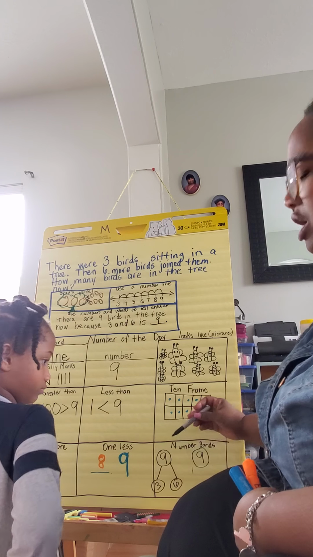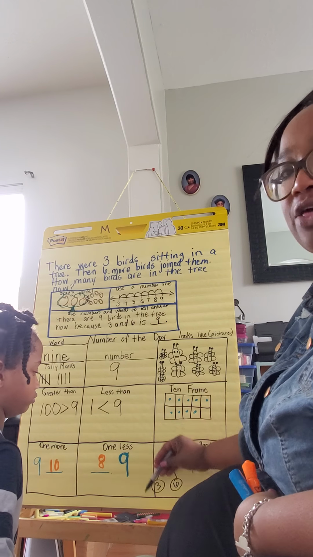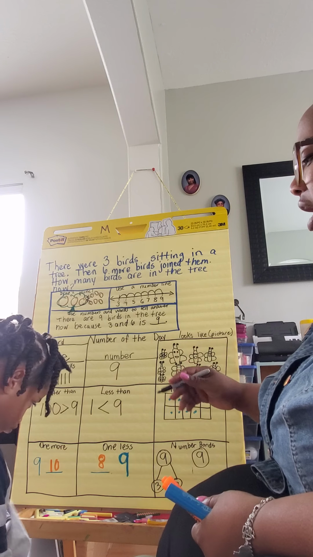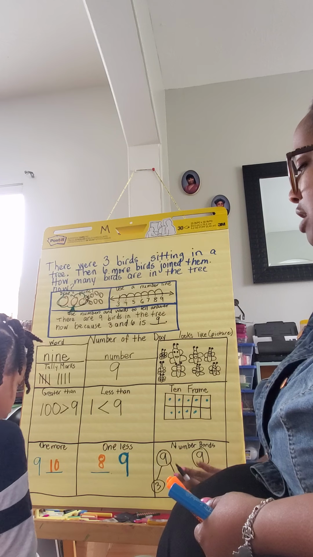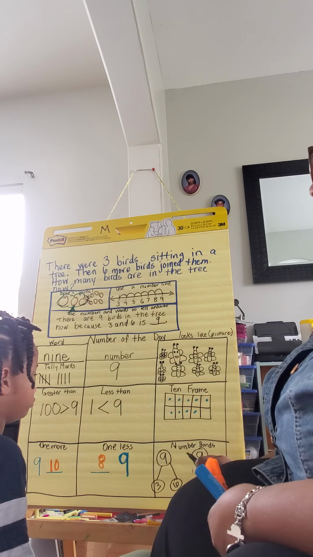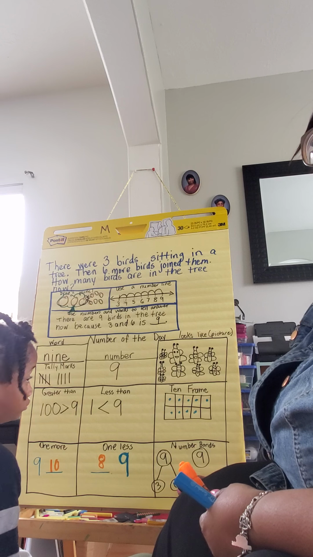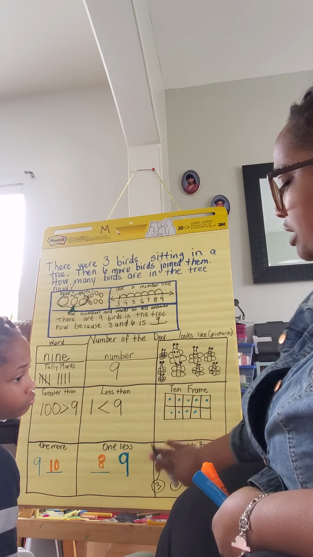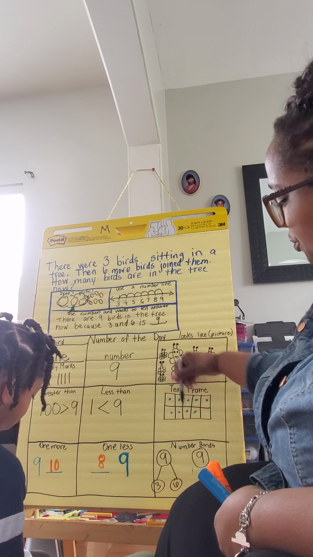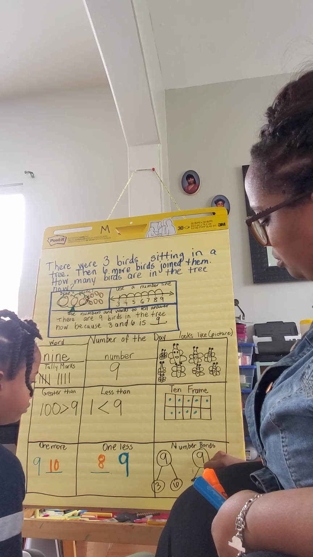So I want them to understand how 9, 3, and 6 go together. Because eventually they will get to problems that look way different, that are not as simple as 3 and 6 makes 9. So it'll take them a long way if they remember these number bonds and remember these correlations.